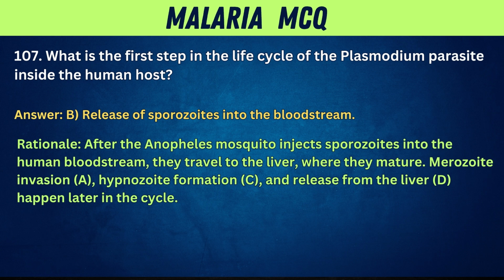Rationale: after the Anopheles mosquito injects sporozoites into the human bloodstream, they travel to the liver, where they mature. Merozoite invasion, A, hypnozoite formation, C, and release from the liver, D, happen later in the cycle.